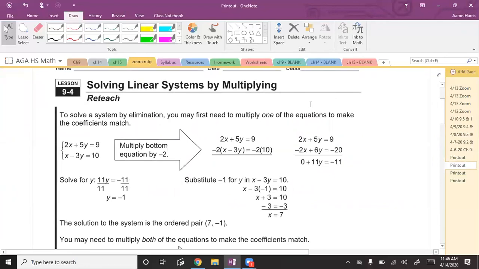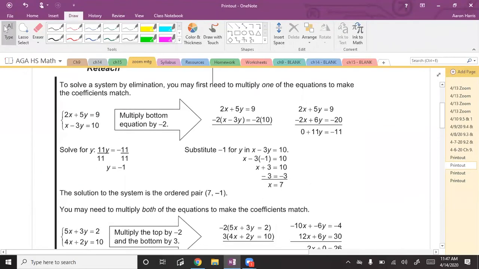All right, so let's do this. Solving linear systems by multiplying. We're going to do exactly the same thing, except we need to manipulate one of the equations so we can get an additive inverse or the exact same number. I'm going to tell you, you should get the additive inverse so you're always adding. Makes your life easier, okay? So let's just look at their example. To solve each system by elimination, you may first need to multiply one of the equations to make the coefficients match, which means additive inverses.